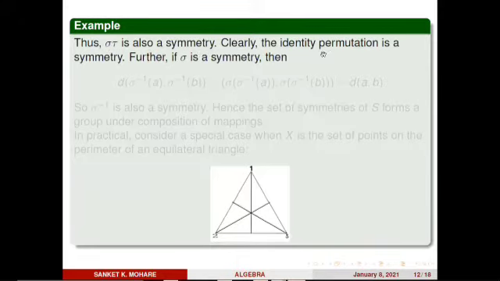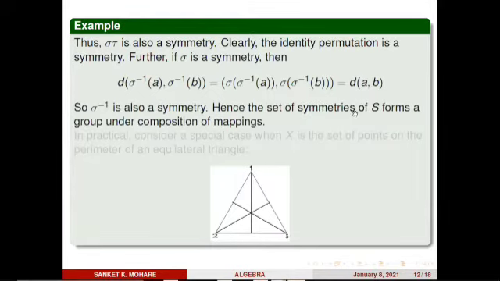Clearly the identity permutation is a symmetry. Further, if sigma is a symmetry, then d of sigma inverse of A to sigma inverse of B. If I operate sigma on both sides, what happens? Sigma into sigma inverse of A, sigma into sigma inverse of B, which is nothing but d of A, comma B. Thus, there also exists sigma inverse. Hence, the set of symmetries of S forms a group under composition of mapping.